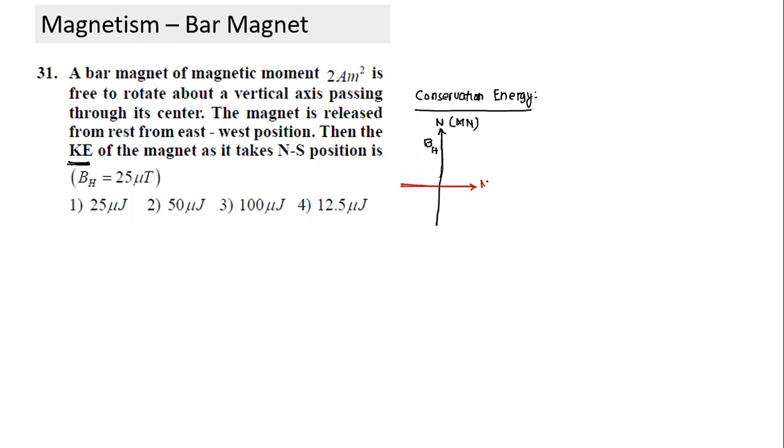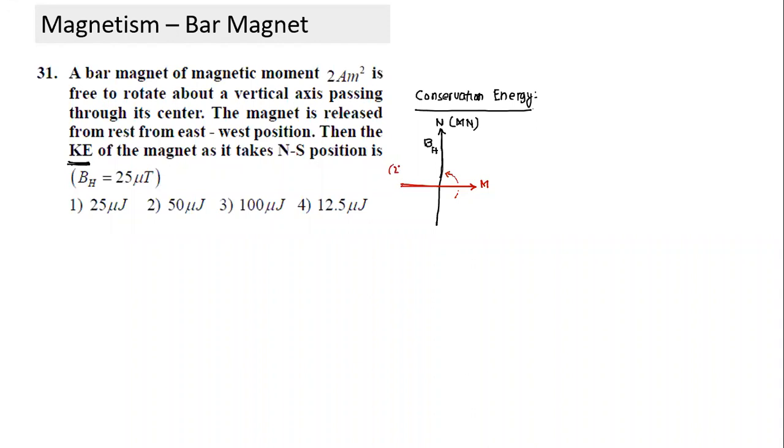So if I release the magnet from here, what will happen to the magnet? The magnet will rotate and tend to align itself with the direction of the magnetic field. But by the time it turns here, it will acquire kinetic energy and will continue. It will keep oscillating. We have done something similar in the case of the electric dipole. So this is the initial state.